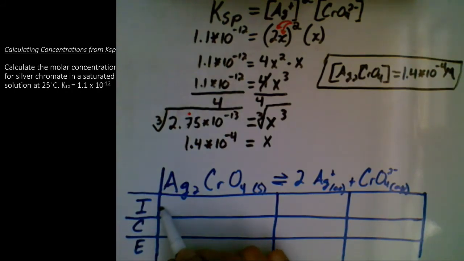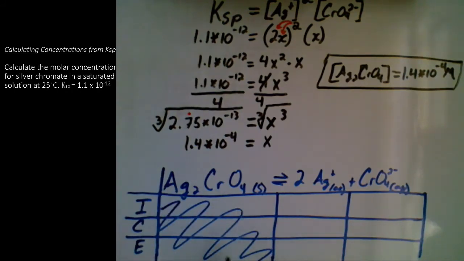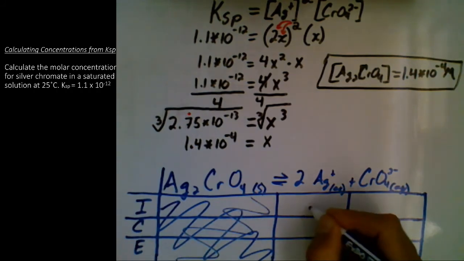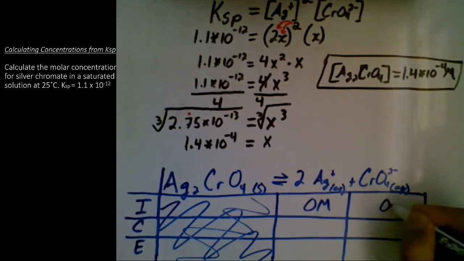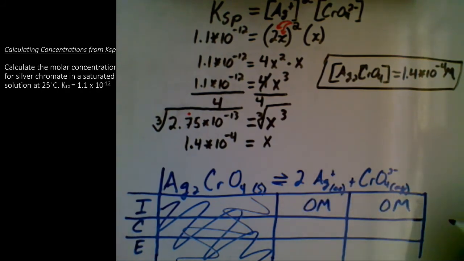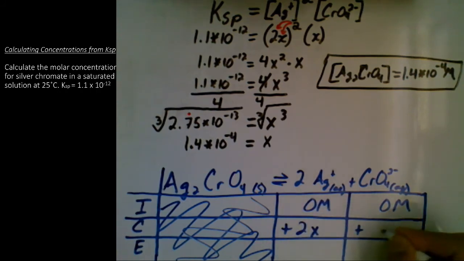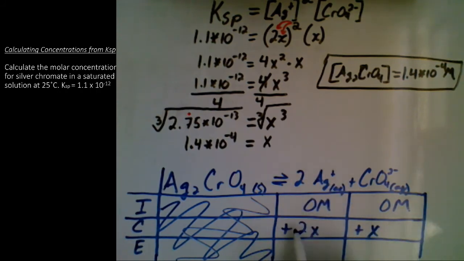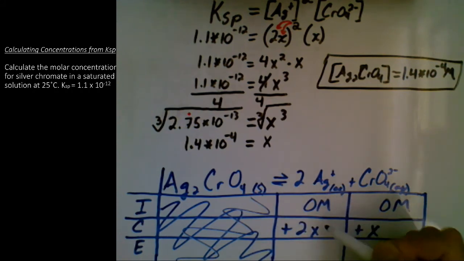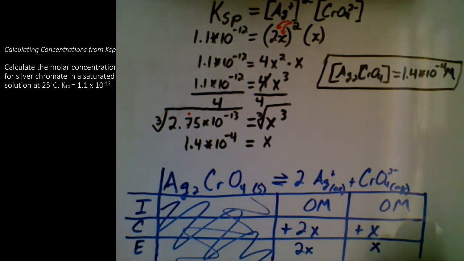Remember that the solid in the expression doesn't affect equilibrium. So we can totally cross out that box. And initially we start with zero molarity. We have no products at the beginning of this reaction. But they have to increase because they can't stay at zero. And they're going to increase by a factor related to their coefficient. So for this one, it increases by a factor of 2x. And here it increases by a factor of x, because that's what our coefficients are. Since this started at 0 and increased by 2x, it's going to be 2x at equilibrium, whereas this one's just going to be x at equilibrium.